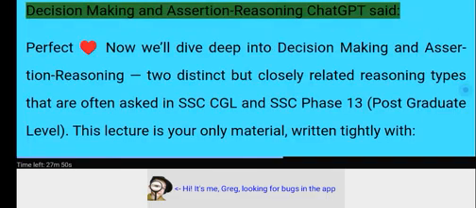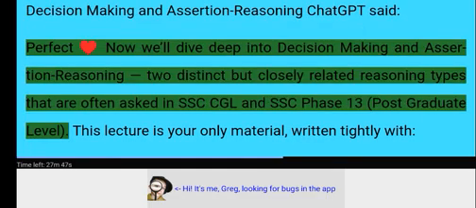Decision making and assertion reasoning. Now we'll dive deep into decision making and assertion reasoning, two distinct but closely related reasoning types that are often asked in SSC CGL and SSC postgraduate level.